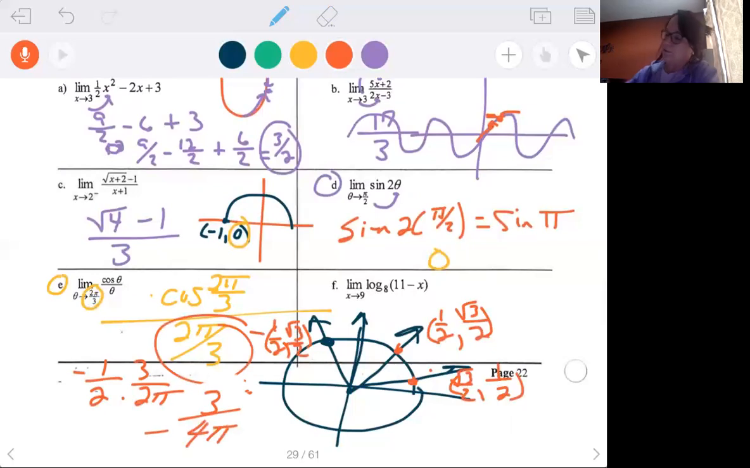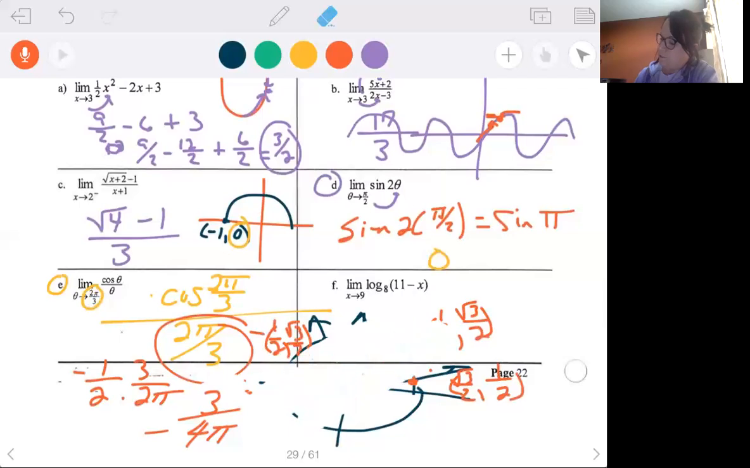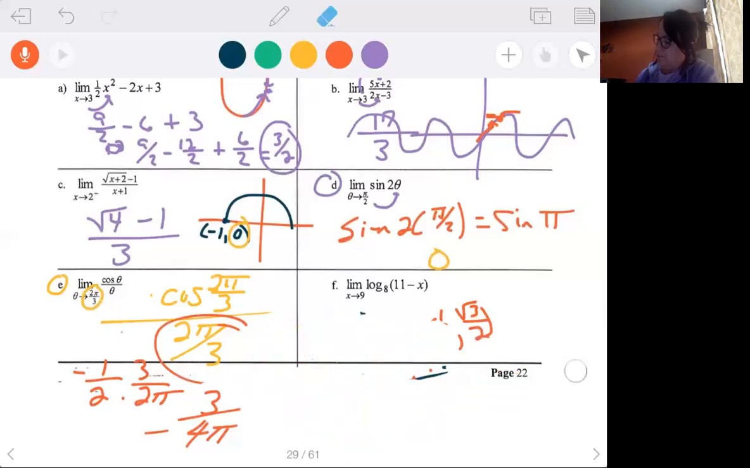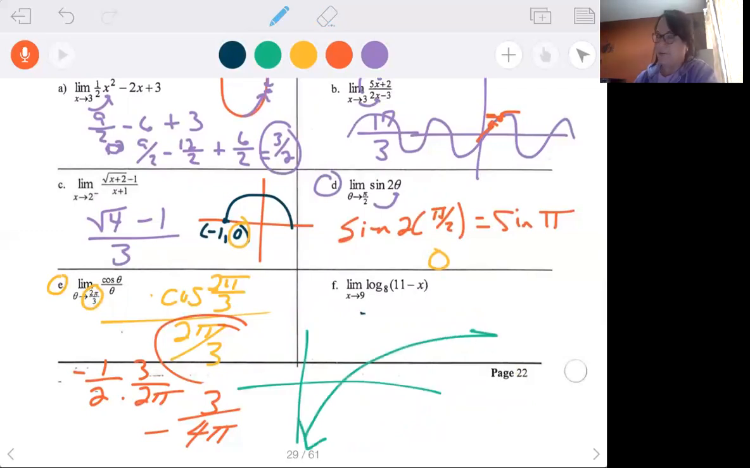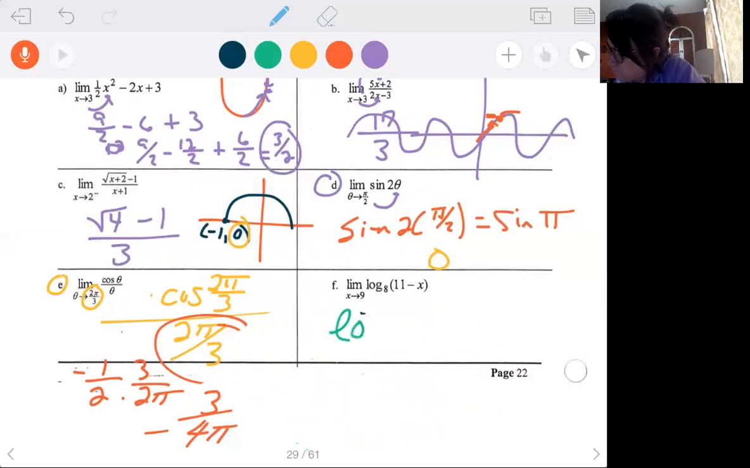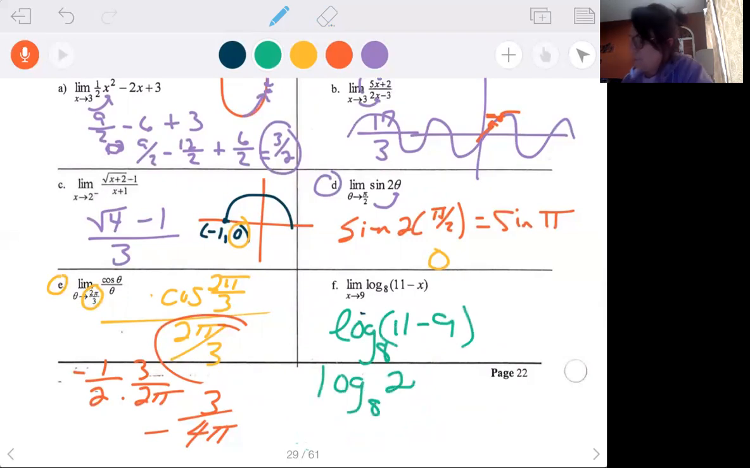All right, so logarithmic functions are continuous except at and to the left of their asymptotes, but they all kind of look like this. So at 9, I'm just fine with this one. So this would just be log base 8 of 11 minus 9, which is log base 8 of 2. Now, do you know what that is? That might require a little bit more work, but remember, a logarithm is an exponent.